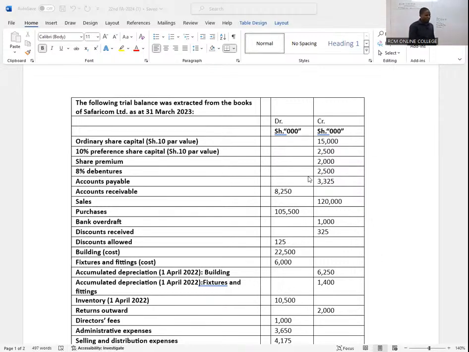For example, can you look at what we have? Our purchases. Look at our purchases. Look at our accounts receivable. That is an asset. So they are on the debit side.